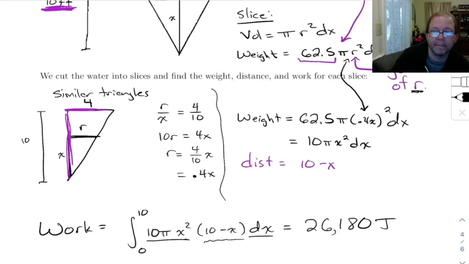I'm adding a voiceover in here to correct a little mistake I made on this. The number there is correct, but since this was given to us in pounds and feet, that should not be a J there for joules. It should be pound feet.